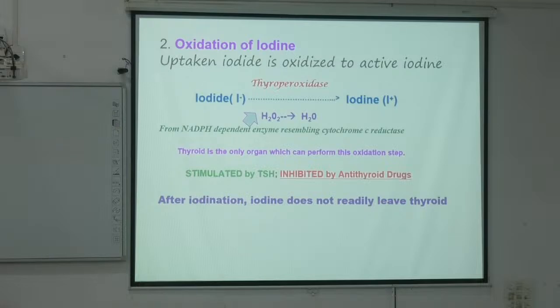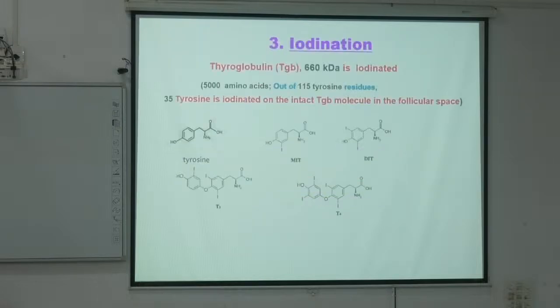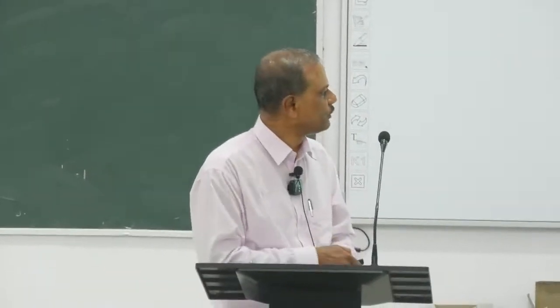Next, iodination, this is another step. It is the thyroglobulin molecule which is iodinated. It's a 660 kilodalton protein. It's a large protein having 5,000 amino acids with 115 tyrosine residues, and these tyrosine residues get iodinated. In a thyroglobulin molecule, usually 35 tyrosines are iodinated.